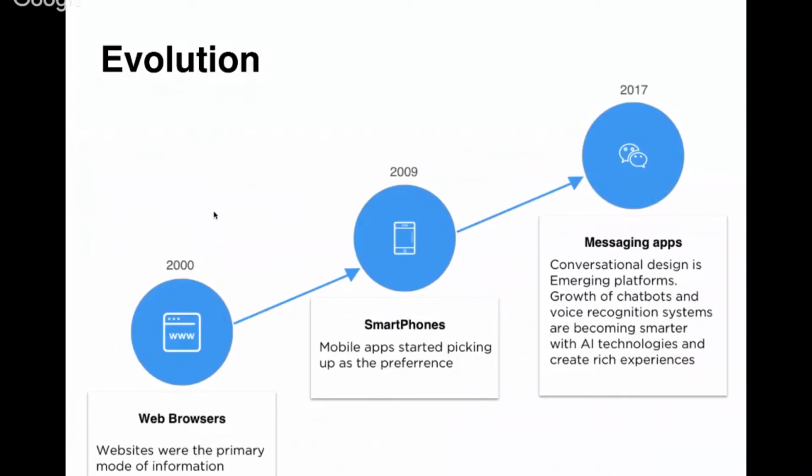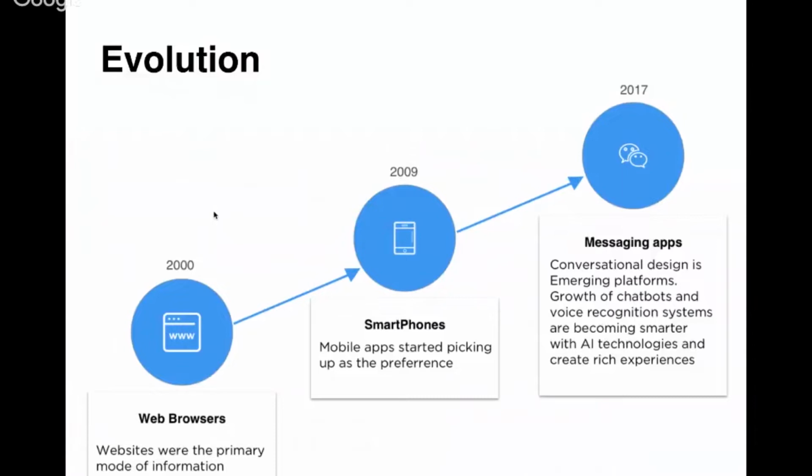To start with, let's see how the evolution of interfaces is done in recent times. Earlier, we were using web browsers, like websites were the primary mode of information exchange. And by 2009, smartphones picked up the market and the mobile apps became the preference mode of information access. And these days we have messaging apps. Conversational design is an emerging platform. So growth of chatbots, voice recognition systems are becoming smarter with artificial intelligence technologies and thus creating rich experiences.